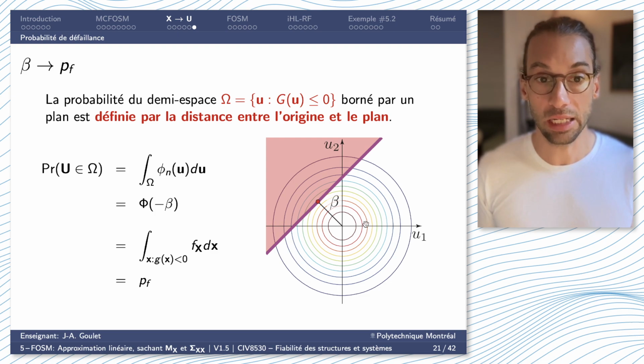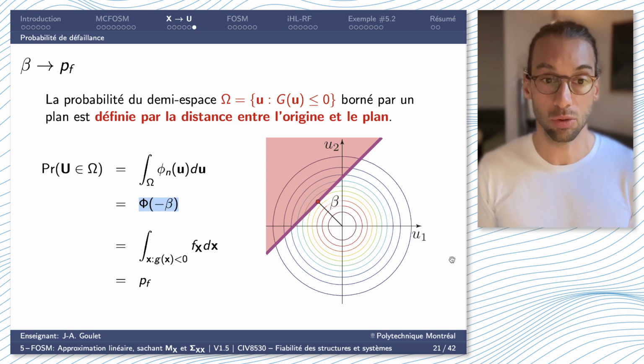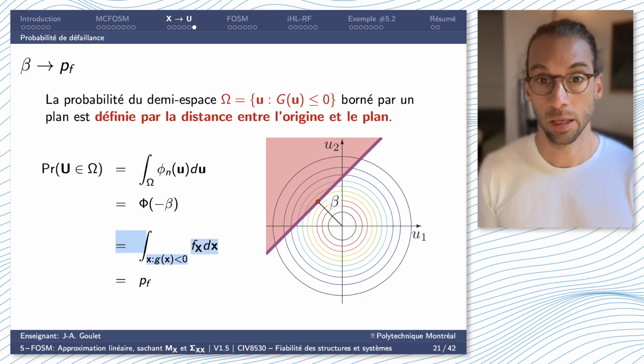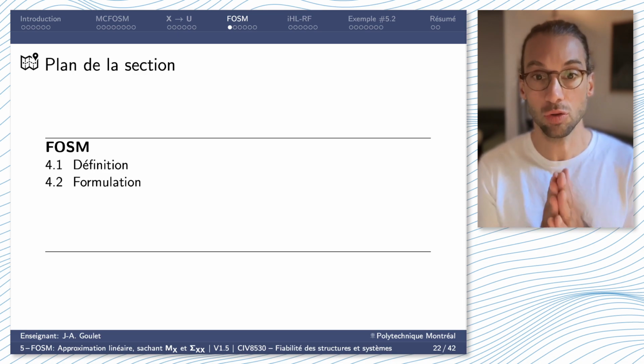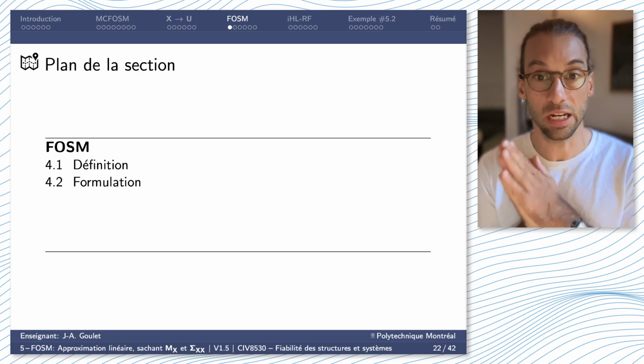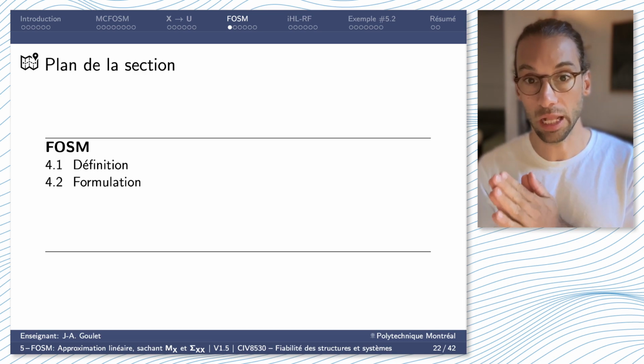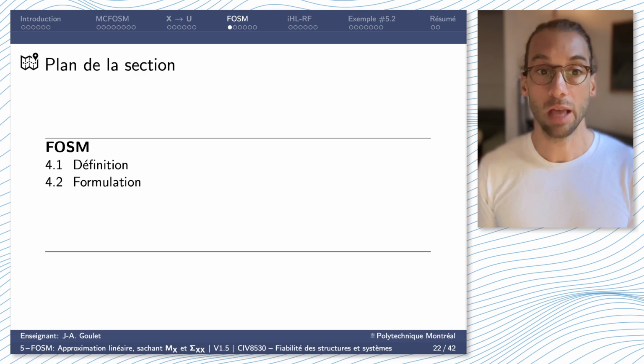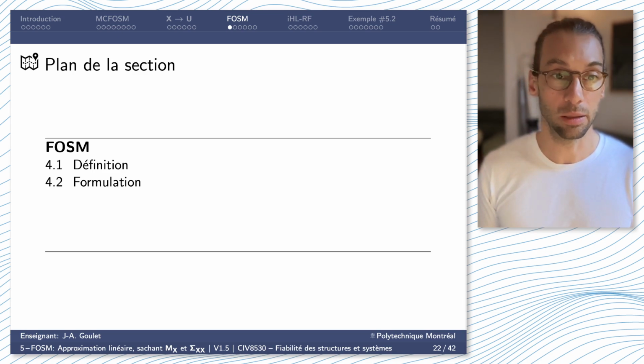But we know that this probability is directly evaluated by the standard normal CDF in one dimension at minus beta. We saw this from the property of the rotational symmetry of the standard normal space. And this one-dimensional evaluation is equivalent to the PF we want to define in our original X space. This is a simplification that we're going to use to approximate, in a quick and efficient way, our beta that will tell us the probability of failure for our component. And this is behind FOSM, the first order second moment method.